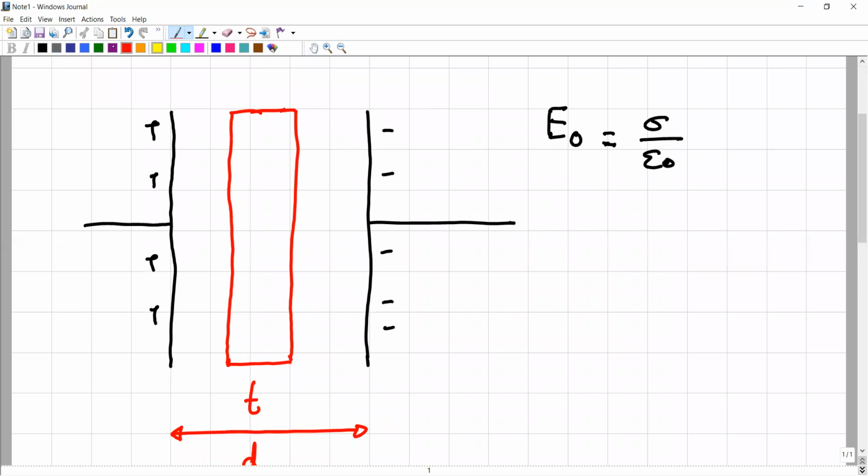Now, if you look closely, in this region, there is no dielectric. Here also, there is no dielectric. So if there is no dielectric in this particular region, then here the electric field is still going to be E naught. But in this region, there is a dielectric, so here the electric field is not going to be E naught. It's going to be E naught minus EP.